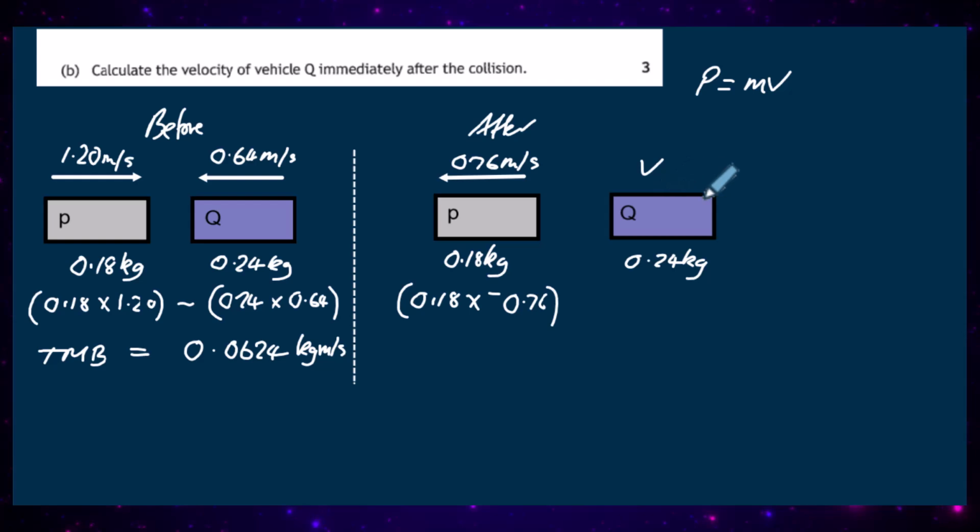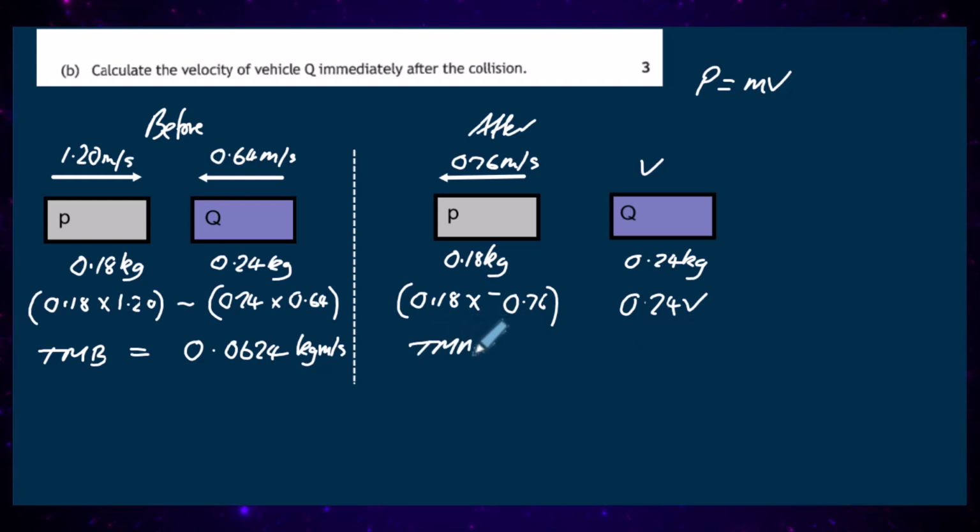And then this part here, we don't know the velocity, so therefore it's going to be 0.24 multiplied by v, and we don't know which direction it's going in. We'll have to work that out and trust in the maths. So that's the kind of rule we've got here. We can rearrange this a wee bit to give us a total momentum after the collision.